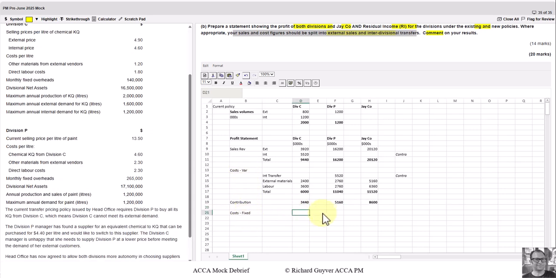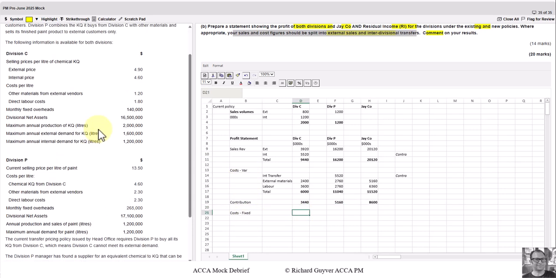Then finally fixed costs. This is where reading the question is important. The production is annual, but the overheads are monthly. And I use copy and paste where I can. So that's my profit statement.